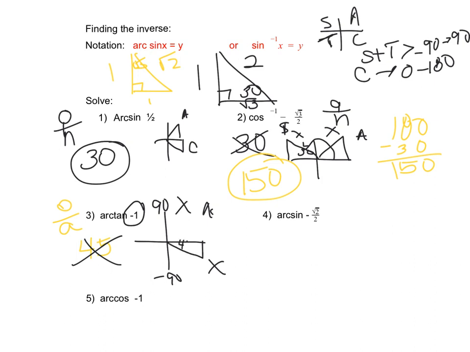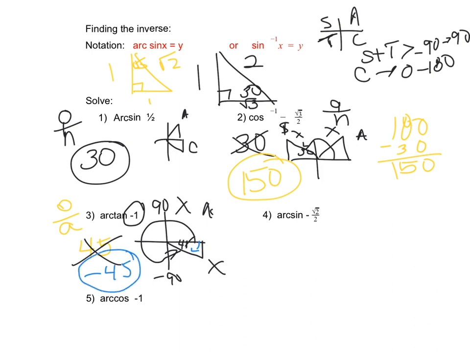So I'm down here in the fourth quadrant. 45 degrees is not in the fourth quadrant, and 315, because if I wrapped it all the way around, 315 would not be between 90 and negative 90. So what I want to do is go clockwise instead. If I go clockwise, then that tells me that my answer is negative 45.